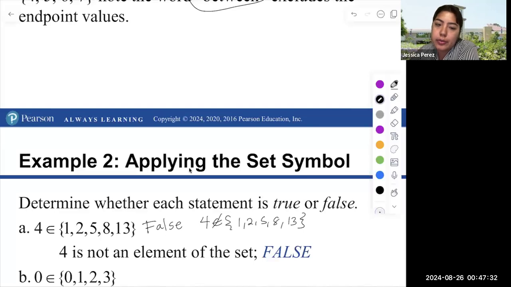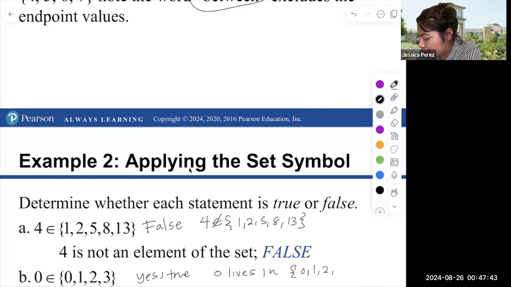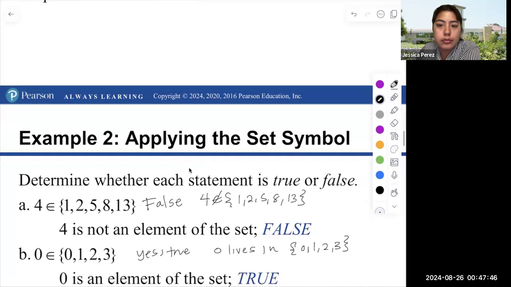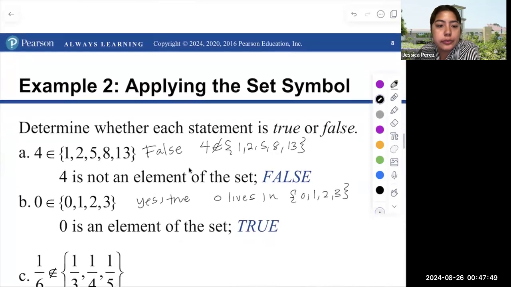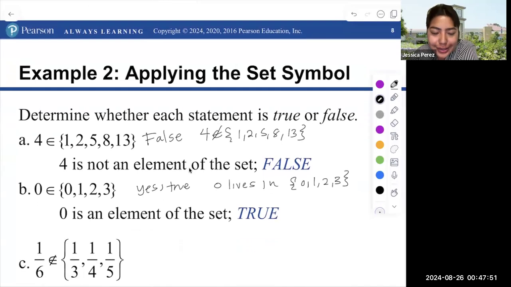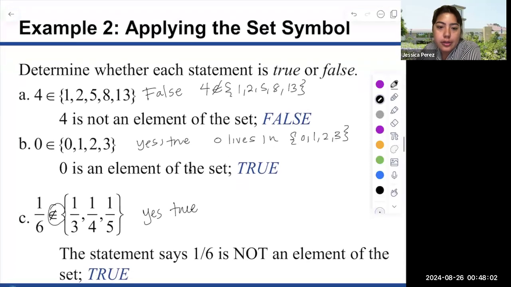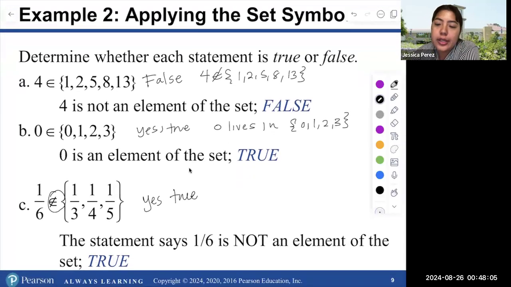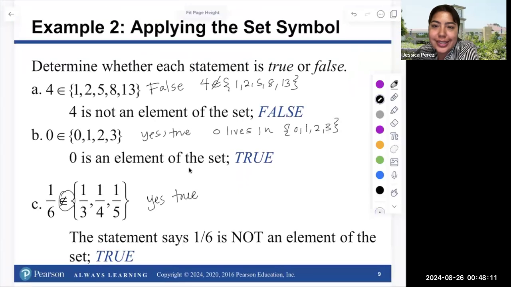What about B? 0 is an element of {0, 1, 2, 3}. Yes, that's true, because 0 lives in the set 0, 1, 2, and 3. Now the next one. 1/6 is not an element of {1/3, 1/4, 1/5}. Yes, that's true, because it's saying it's not an element of. So 1/6 is not an element of the set. So that's true. So these are some examples of applying set symbols.